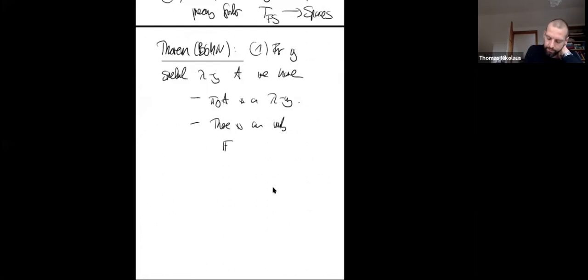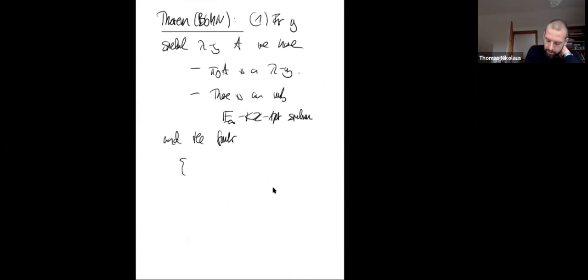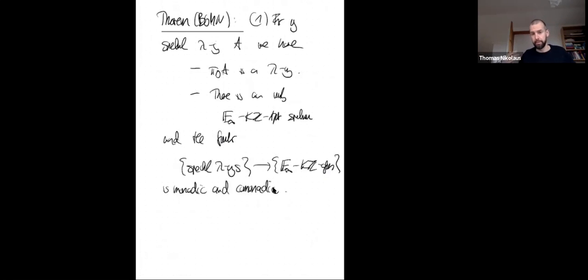And secondly, I guess A has an underlying E infinity KZ algebra spectrum, and the functor from E infinity, I mean, spectral lambda rings, sorry, I should write, this is the forgetful functor to E infinity KZ algebras is monadic and comonadic. So this is what is called pleasure sometimes.